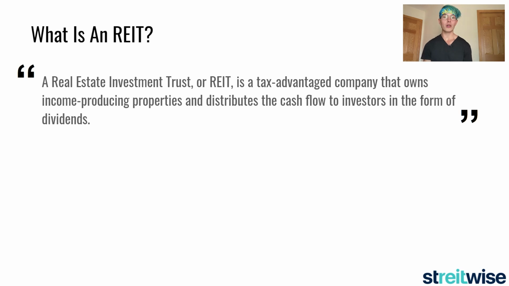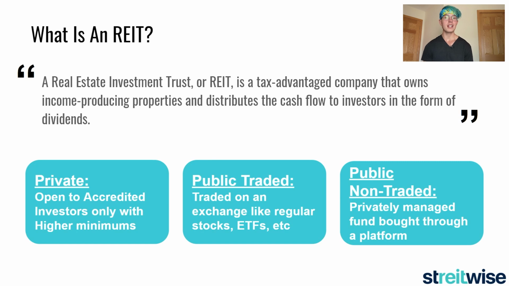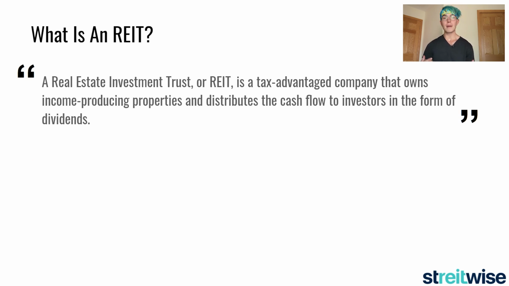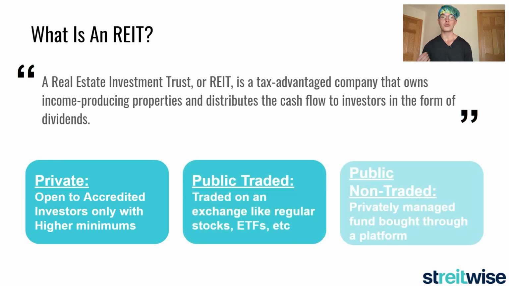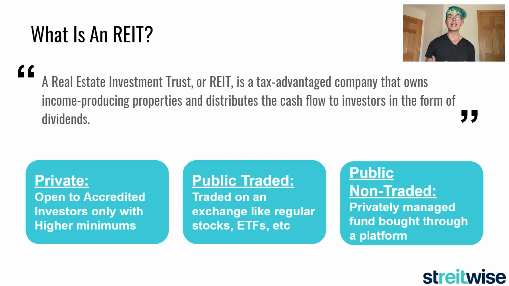Now, within the category of REITs, you've actually got a number of different subsets. These include private REITs that are open to accredited investors and tend to have higher minimums. You've got public REITs, which are available to be traded on public markets, similar to stocks or ETFs, and are available to non-accredited investors as well. And then you've actually got another category called public non-traded REITs. Now, these are REITs that are available to both accredited and non-accredited investors, but you're not able to buy and sell them on a stock exchange. Instead, you buy them through a particular platform like Streitwise or another crowdfunded real estate platform.